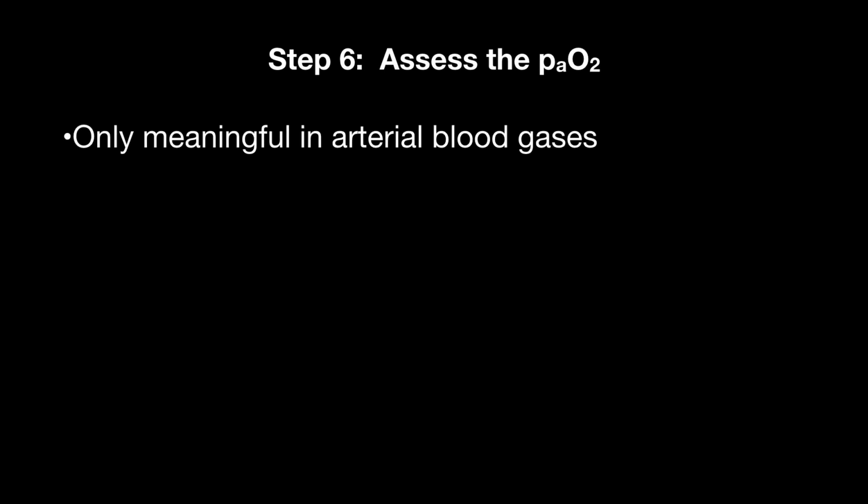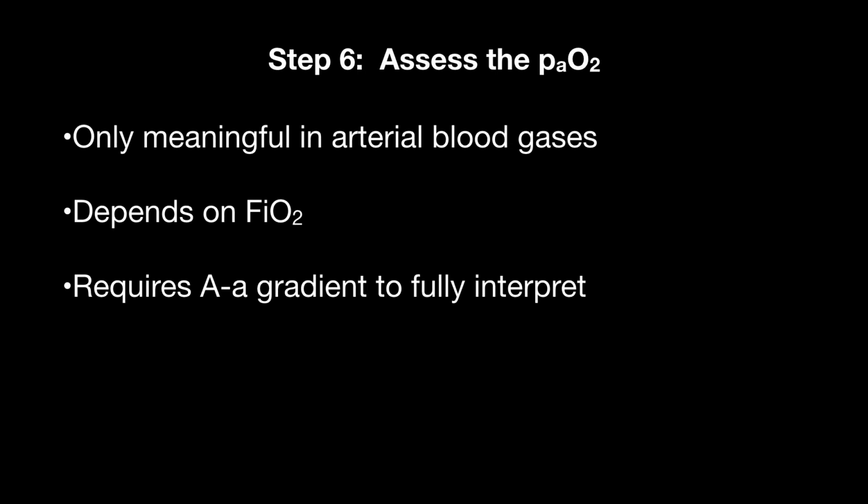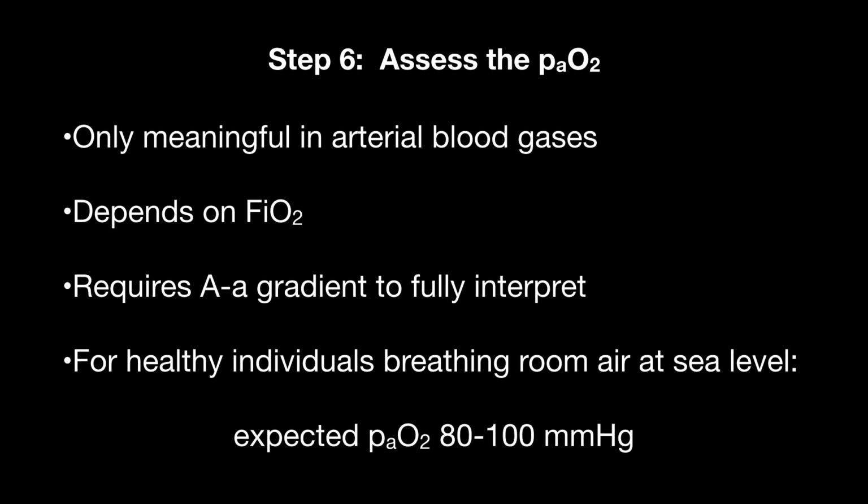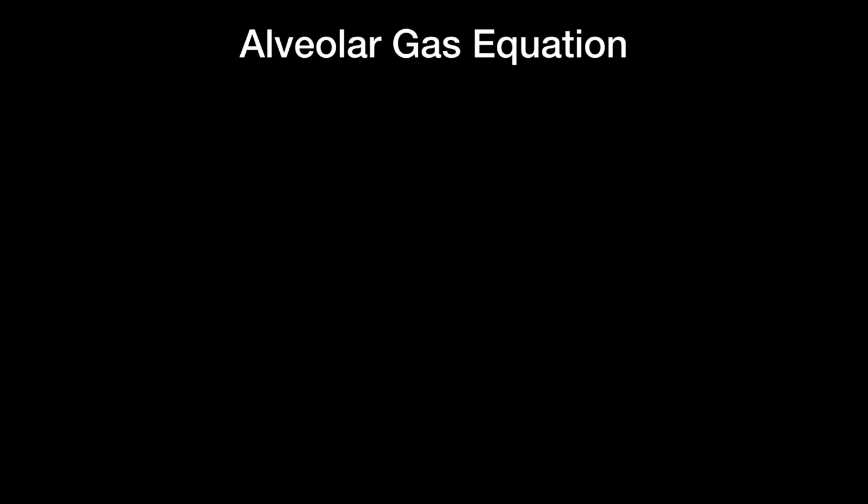Now let's refresh ourselves on a few things to remember about the PaO2. It's only meaningful in arterial blood gases. It depends on the FiO2, or the fraction of inspired oxygen. It requires the A-a gradient to fully interpret. That's the difference between the big PAO2, which is the alveolar oxygen pressure, and the PaO2, which is the partial pressure of oxygen in the artery. And for healthy individuals breathing room air at sea level, the expected PaO2 is somewhere between 80 and 100 millimeters of mercury. Now let's move on to the alveolar gas equation.